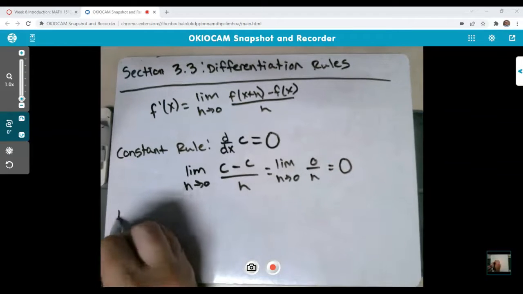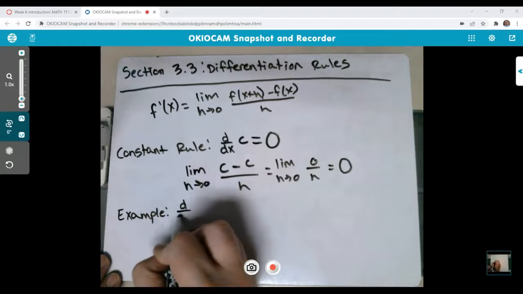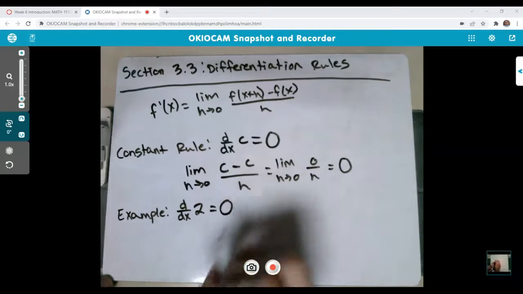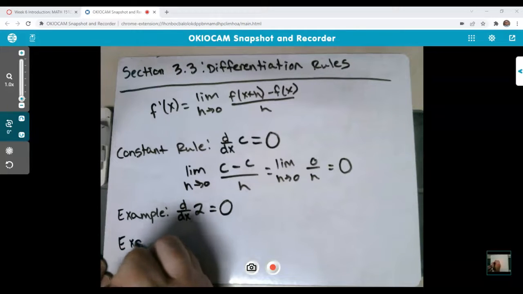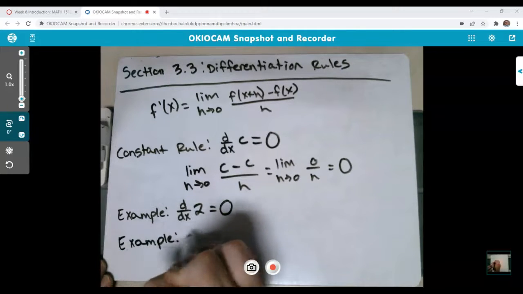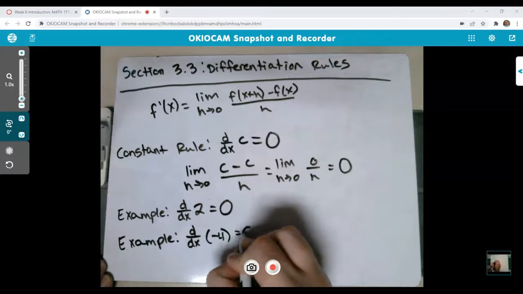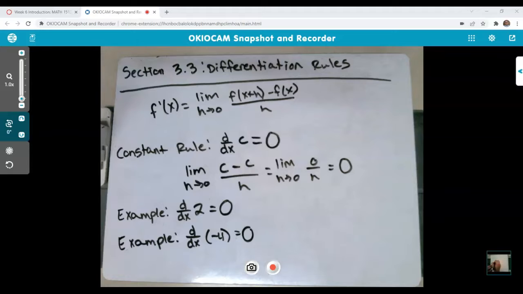So as an example, the derivative of 2 would be equal to 0 because it's a constant. On that same note, the derivative of something like negative 4, so d dx of negative 4, would also be 0. Again, because it's a constant. So if I have a constant, the derivative is equal to 0.